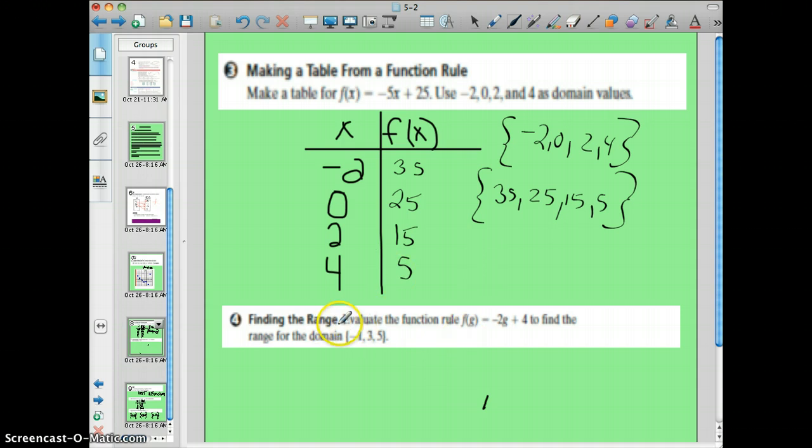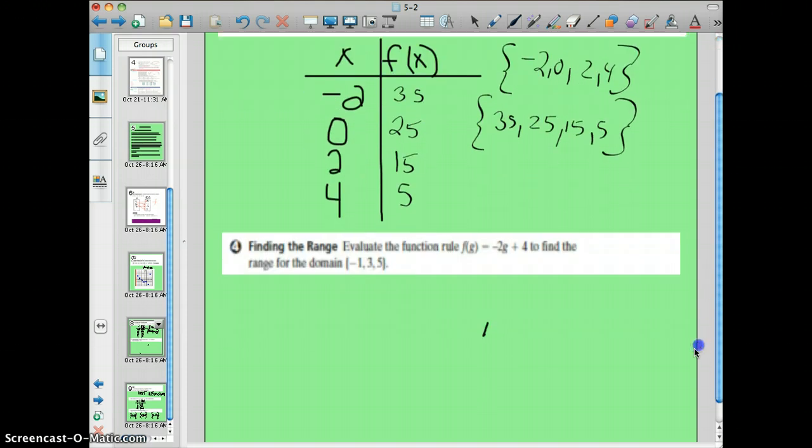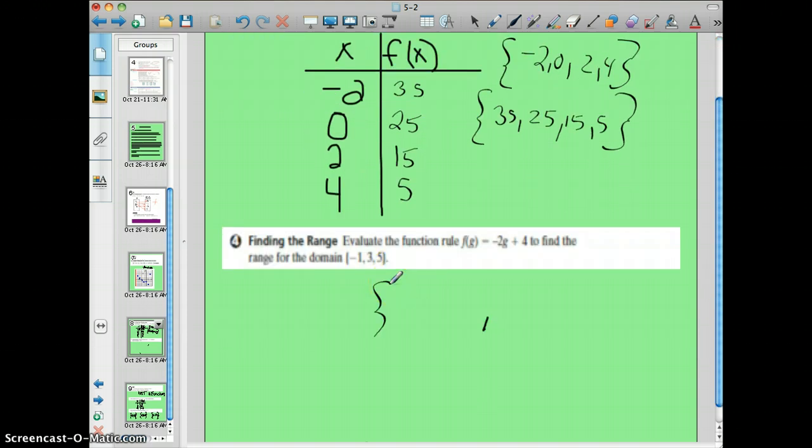Now here it says find the range. Here's our function rule, and here's our domain. So we're going to do the same thing. The previous one asked for a table of values. This one gives us a domain, so technically we should use that fancy domain and range notation. Okay, so here's our domain, which is -1, 3, and 5. And so our range is going to go in another set of little fancy brackets.